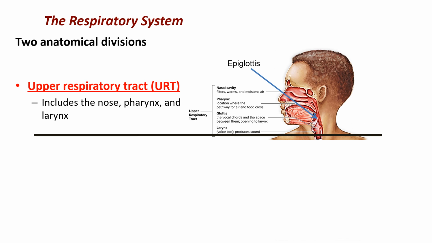Anatomically speaking, we can divide what we call the respiratory system, which is the airways down into the lungs, into two major anatomical divisions. The first of which is called the upper respiratory tract. It includes the nose and the mouth and the pharynx area in the back, the epiglottis, the uvula, and the larynx, which is covered by cartilage. We refer to it as the Adam's apple.